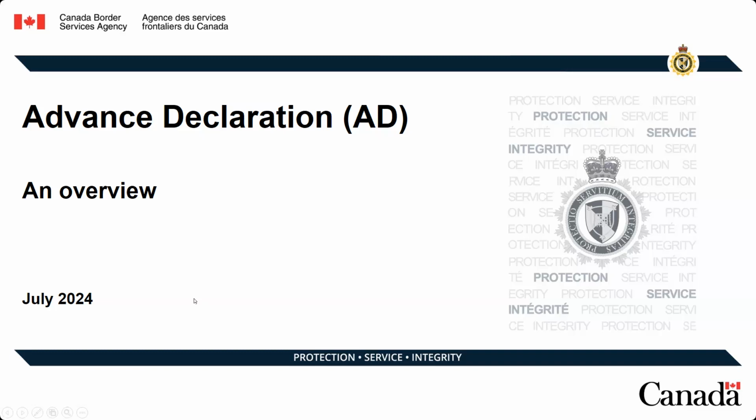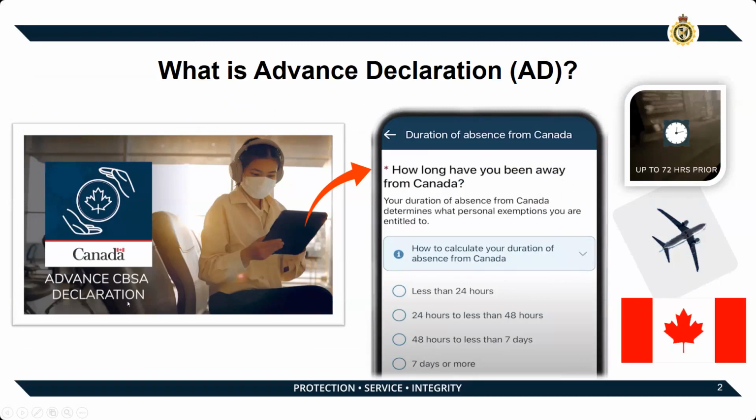So Advanced Declaration, I'm going to talk a little bit about that. You might think, according to this slide, that it's only for Canadian citizens, but it's actually not. It is for all travelers arriving to Canada. So that goes for visitors, students, workers. Anyone can use it. You would just have to download the ArriveCan application, which is available.